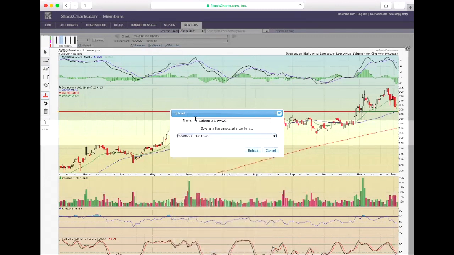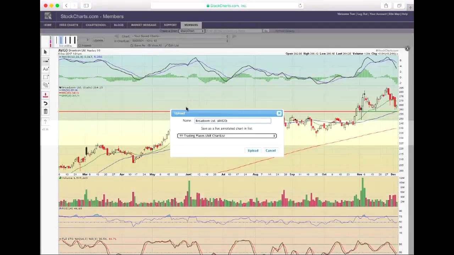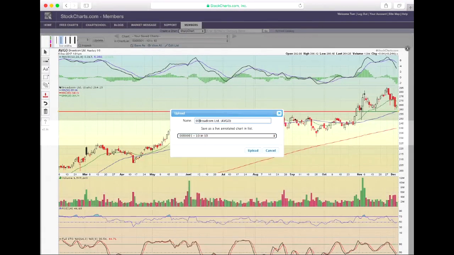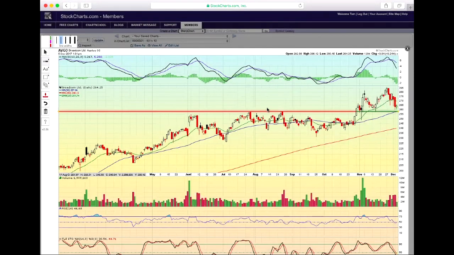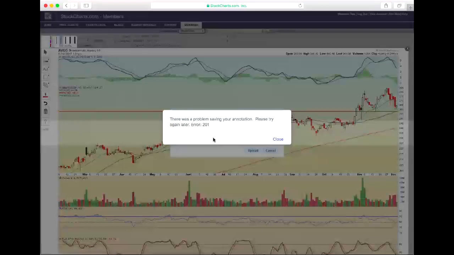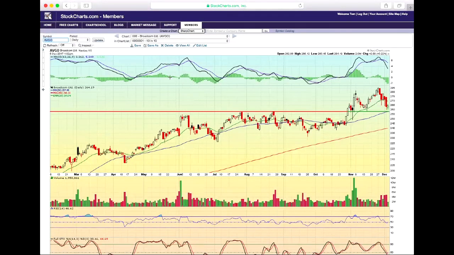All righty. Let's see. Number 7 is BLKB. Interesting area of support right now. My PMO looks ugly though. BLKB. There was a problem saving. Okay. I'm trying to save. There we go. All right. Okay. BLKB.